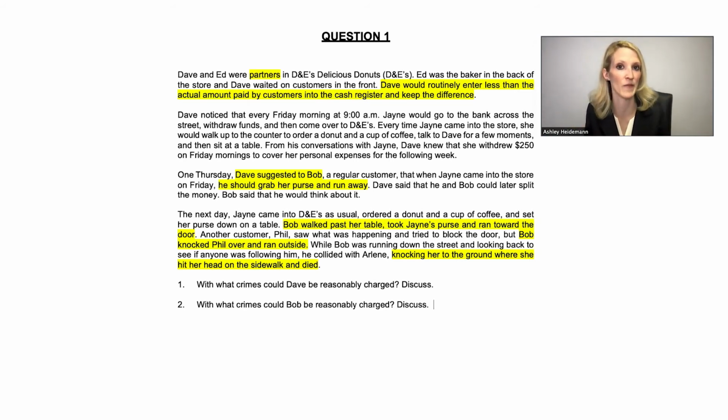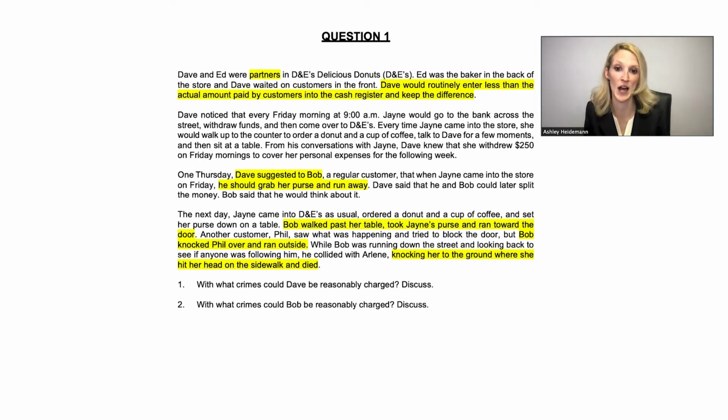Here, murder is not the main focus of this fact pattern, but you do want to discuss murder because somebody did die. You could, to be very thorough, talk about different degrees of murder and negligent homicide and things like that, or involuntary manslaughter. But really what they're looking for is a felony murder analysis, so that should take up the bulk of your answer. Because here he committed a felony and somebody died, so that raises a felony murder question. And so Bob could be charged with felony murder. They're not saying, will he be convicted of it? Notice the fact pattern is saying, with what crimes could Bob be reasonably charged?